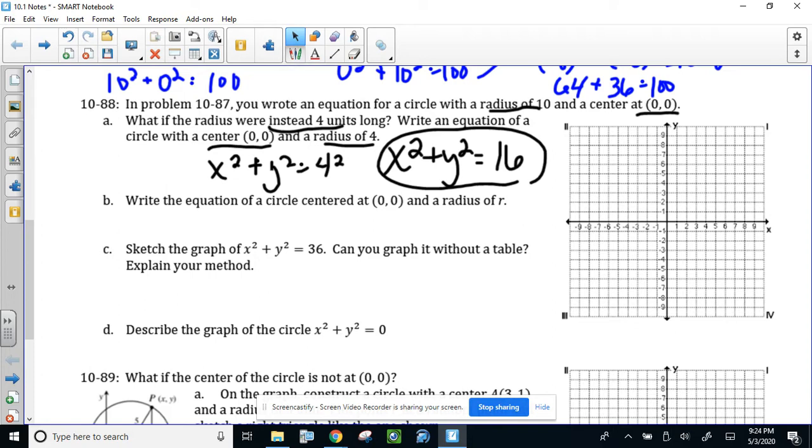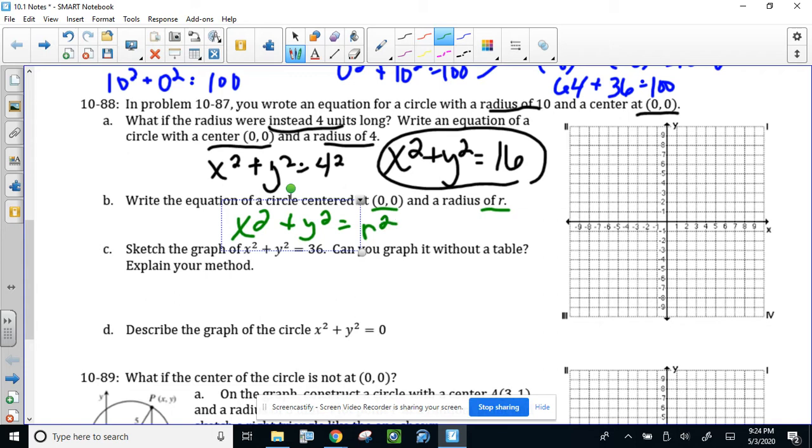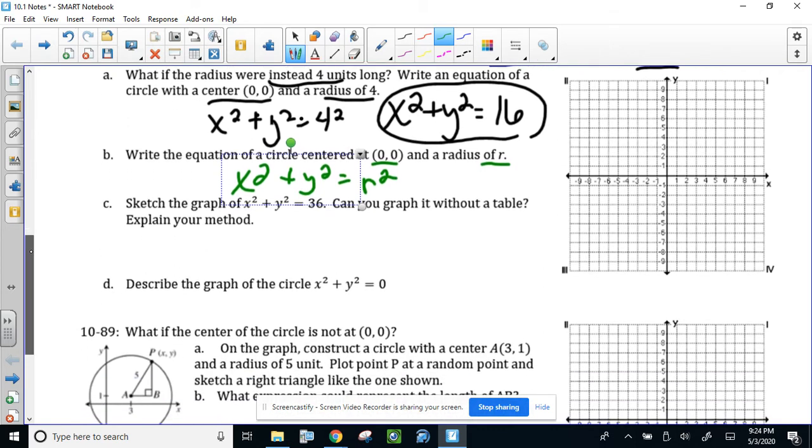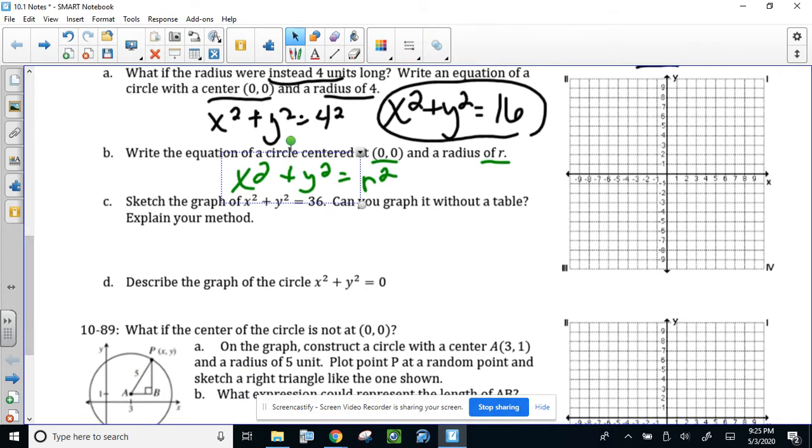So then here we're getting into even more of a generic equation. What if it was centered at 0, 0 and it had a radius of r? So meaning we don't actually know how big the radius is. It's not 4, it's not 10, it could be 12, it could be 5, it could be whatever. Well, then we would just say x squared plus y squared equals r squared.